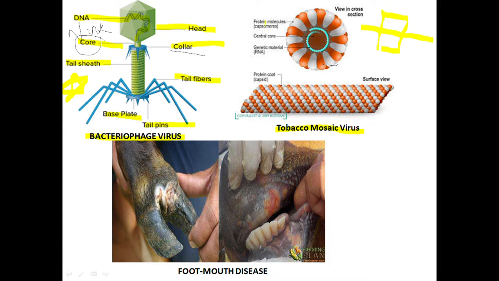So you can see here, these are protein molecules, this yellow, white, and orange. This is the central core. This is the central core, and this is the genetic material RNA. This light green thing you can see here is the RNA. And this is the surface view. And this is the protein coat, the capsid. These are covered by a protein coat.